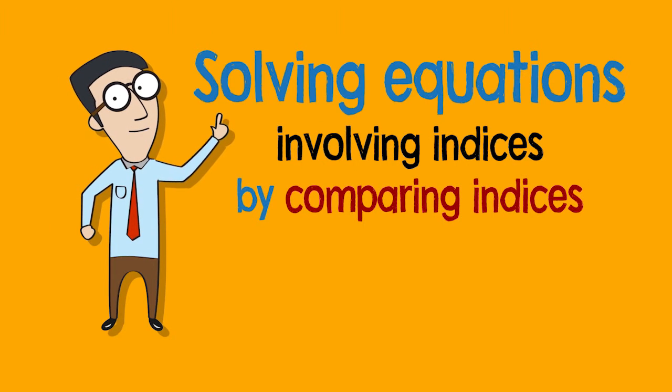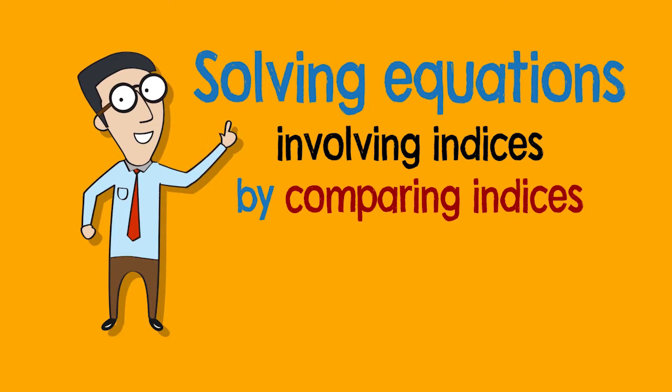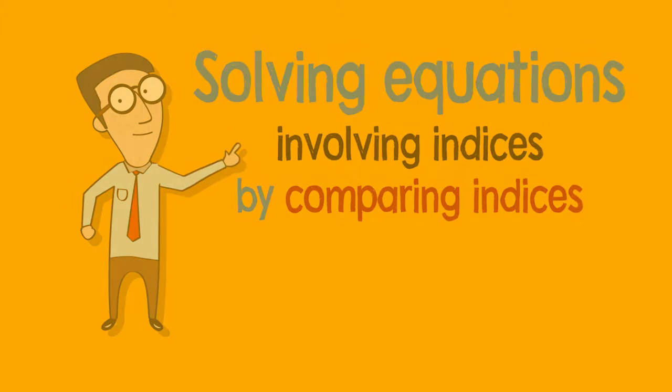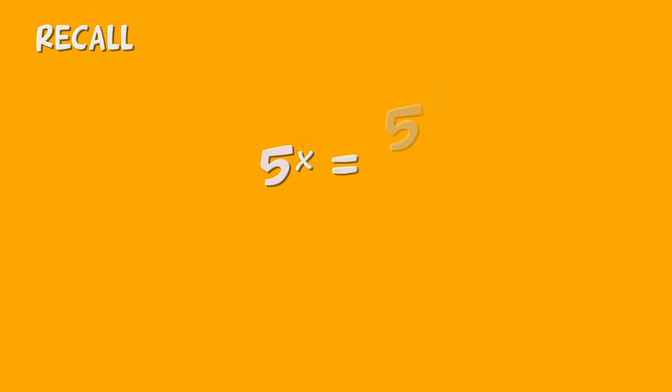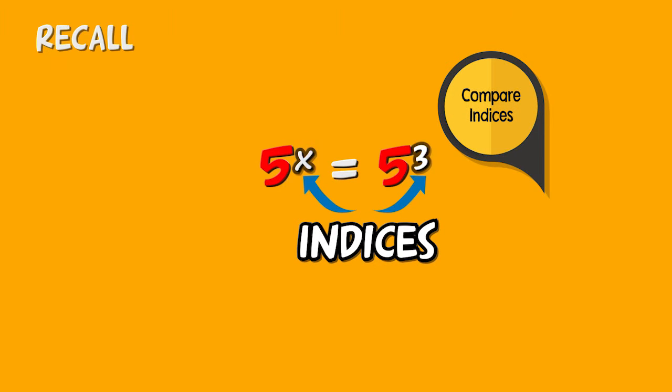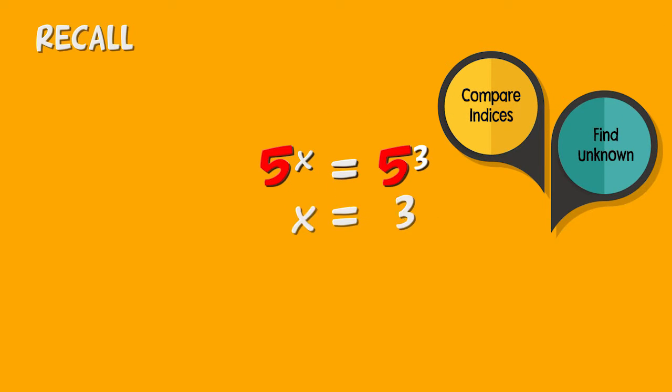In this video, we will be solving equations involving indices by comparing indices. Recall that we can compare indices only when the bases are the same. In this case, both the bases are 5. So, we can compare the indices to get x equals 3.